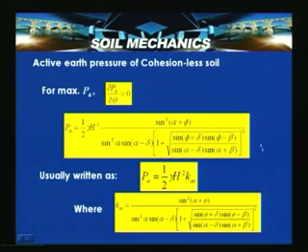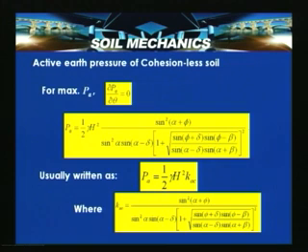This KAC, this particular portion, is indicated as Coulomb's active earth pressure coefficient, where alpha is the inclination of the wall face with the horizontal, and beta is nothing but the inclination of the slope surface or backfill surface with the horizontal. Then we have the wall friction angle, which can be positive wall friction or negative wall friction.